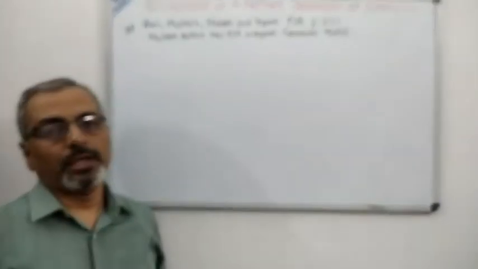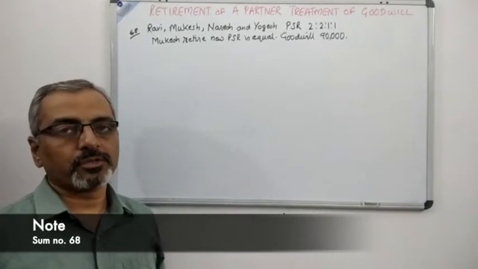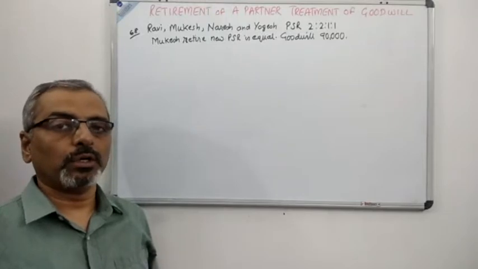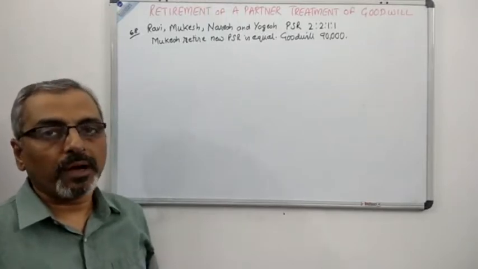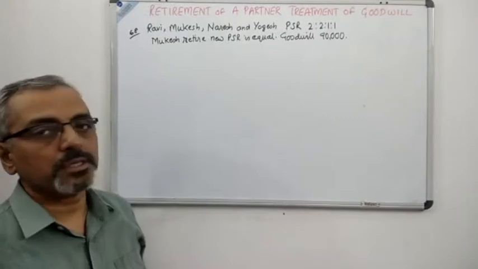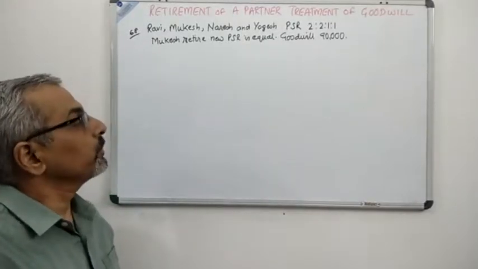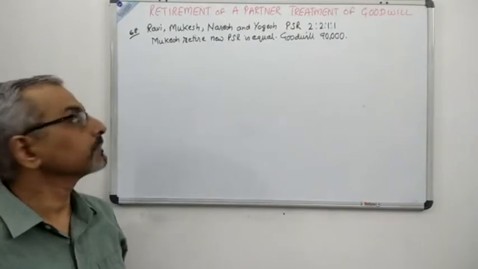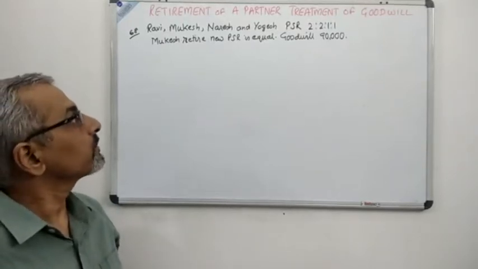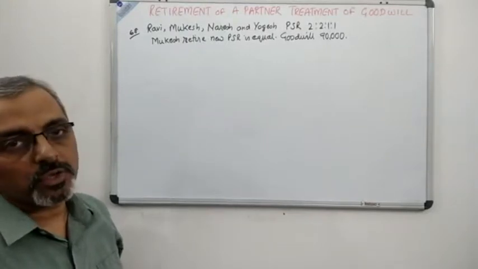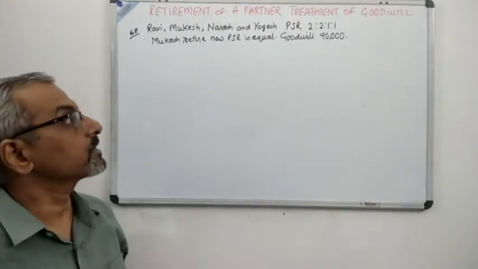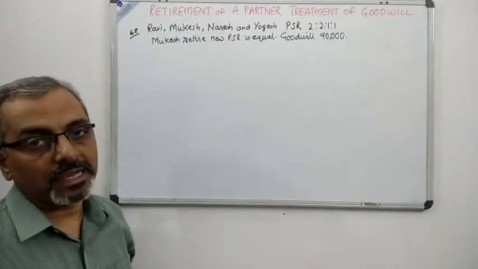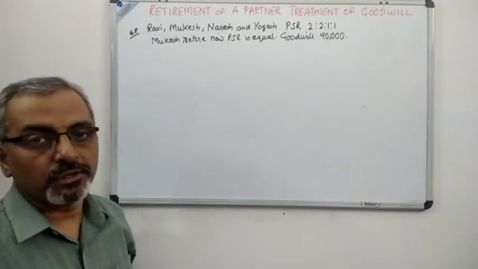So let us watch and see the additional questions from D.K. Goodwill. Let us do sum number 68 from the textbook, which is the first additional question. The question says there are four partners, Ravi, Mukesh, Naresh and Yogesh, with a profit sharing ratio of 2:2:1:1. Mukesh has retired, and the new profit sharing ratio has become 1:1:1, because it is stated to be equal. The goodwill of the firm on the date of retirement is given as 90,000. We are asked to pass the journal entries.